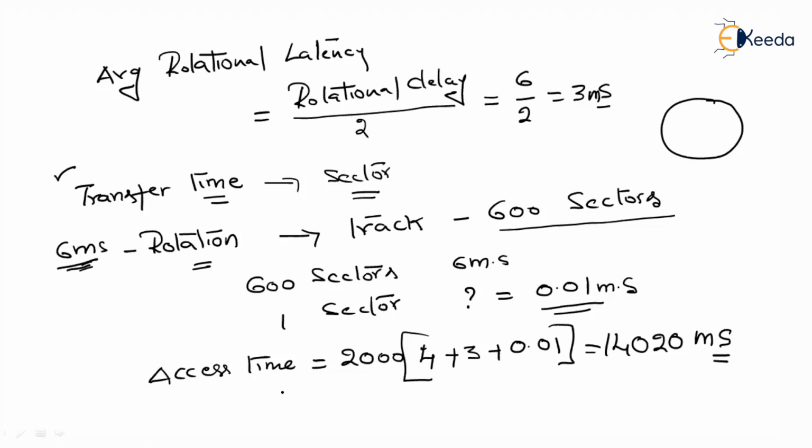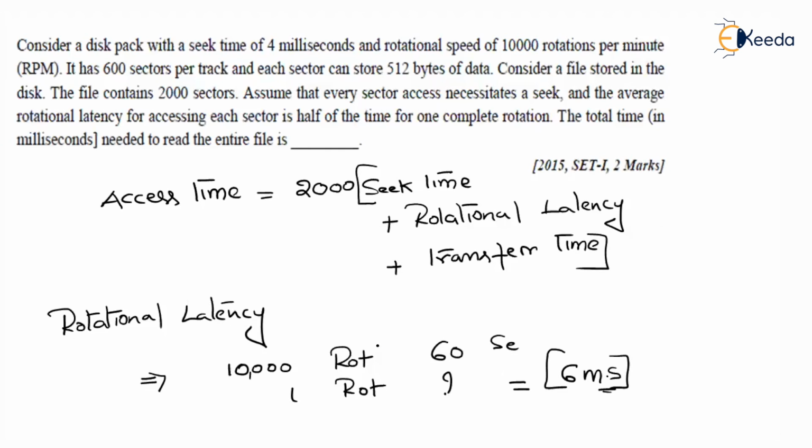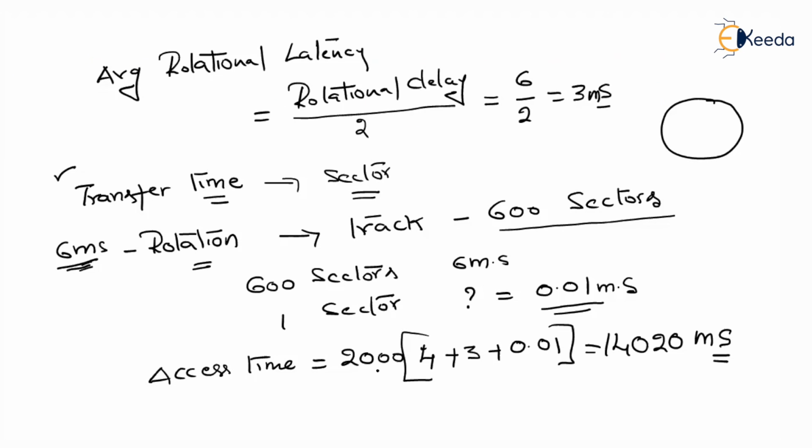So finally, the access time is equal to 2000 into, because every sector necessitates a seek. Here, every sector is going to necessitate a seek. That's the reason why 2000 is multiplied with the seek time, which is equal to 4, plus the average rotational delay, which is equal to 3, plus 0.01, the transfer time. So that is equal to 14,020 milliseconds. This is the answer.